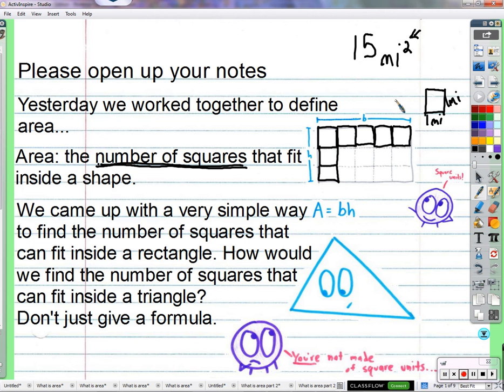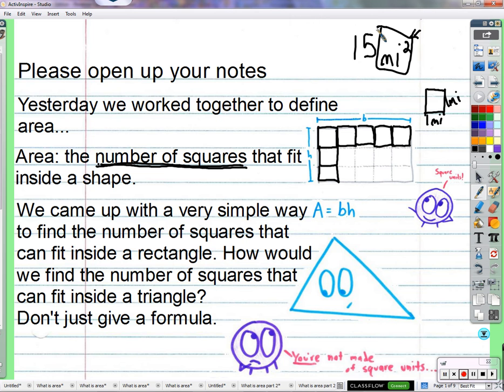What's the area of this thing? 15. Why? Because there's 15 squares. 15 squares fit. And so that's done. We got it. This is the part that's confusing you about squaring, okay? What's being squared? A mile's being squared. 1 mile squared is a square that is a mile on all sides. What's 15 miles squared? It's 15 of those squares. 15 of those squares. Okay?